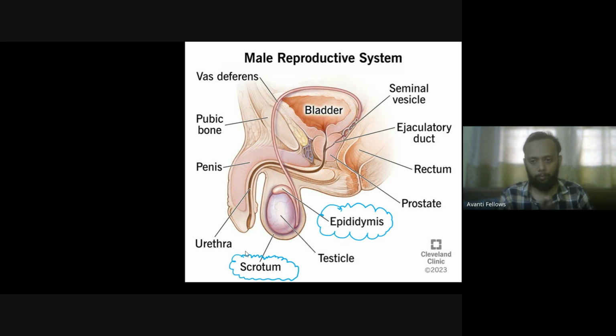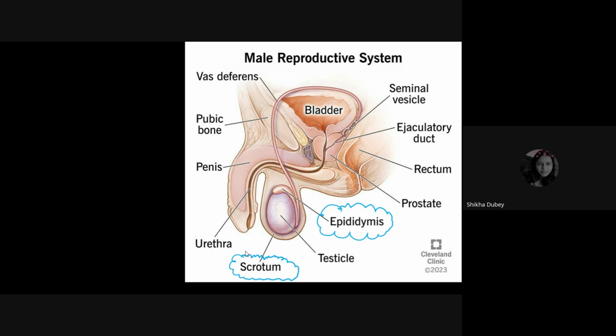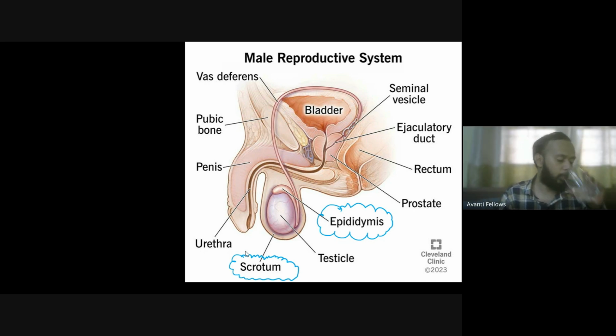Sir, it keeps a temperature 2.5 degrees Celsius lower than the normal body temperature. And what is the reason for keeping it? So that it helps in spermatogenesis, right? You need that temperature for spermatogenesis, right?